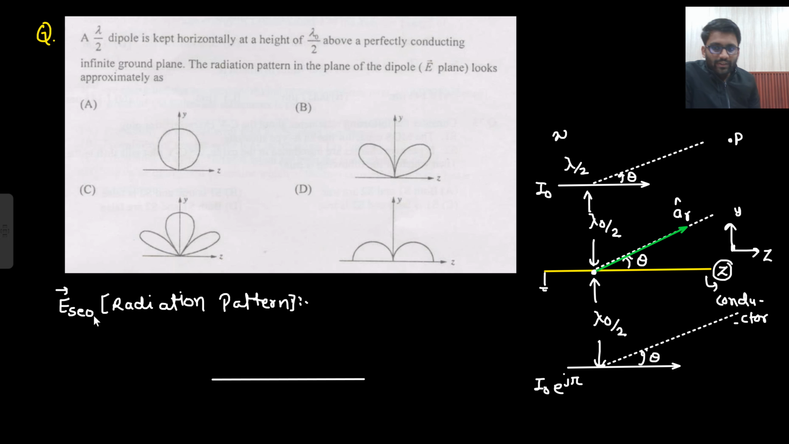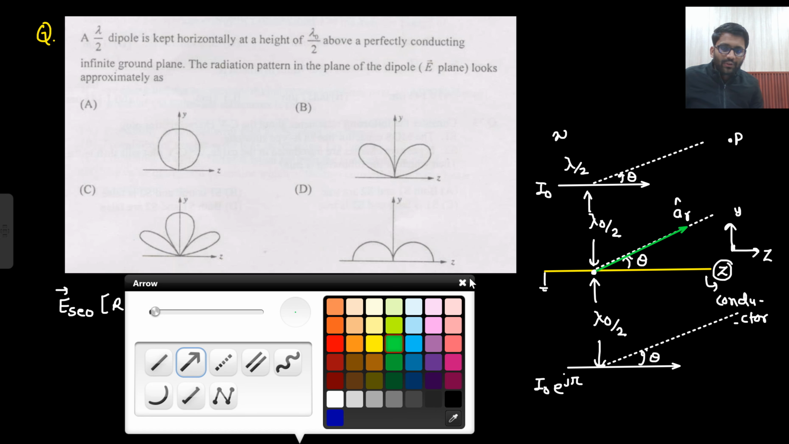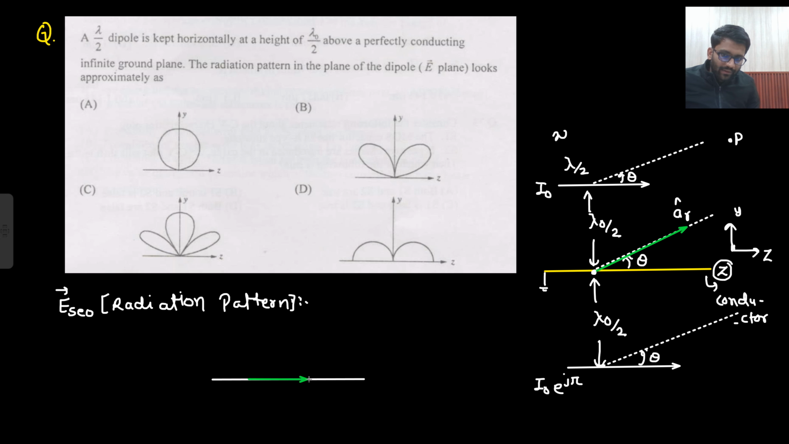Now we were doing the radiation pattern because of the single element. So what we have done, we have assumed a single element at the origin. And because of a lambda by 2 dipole antenna, what kind of radiation pattern do you get? This kind of radiation pattern. If you remember it, I hope you remember it clearly. This kind of radiation pattern we get, right?